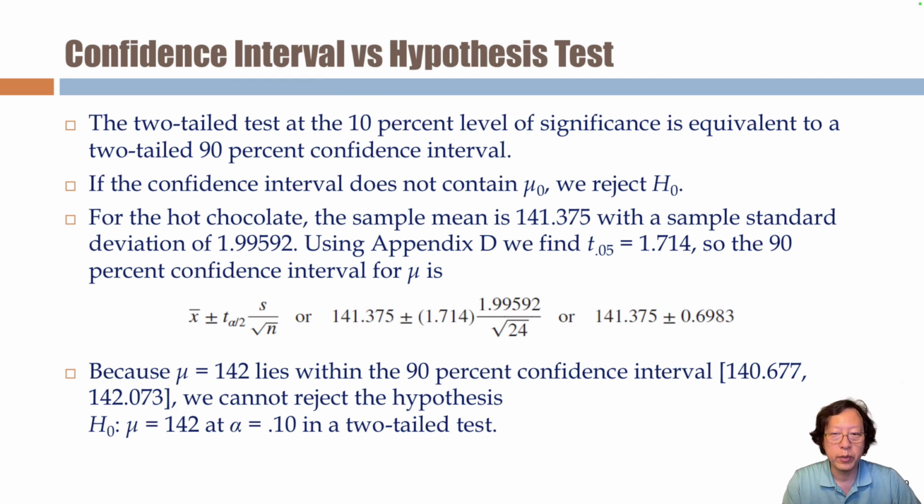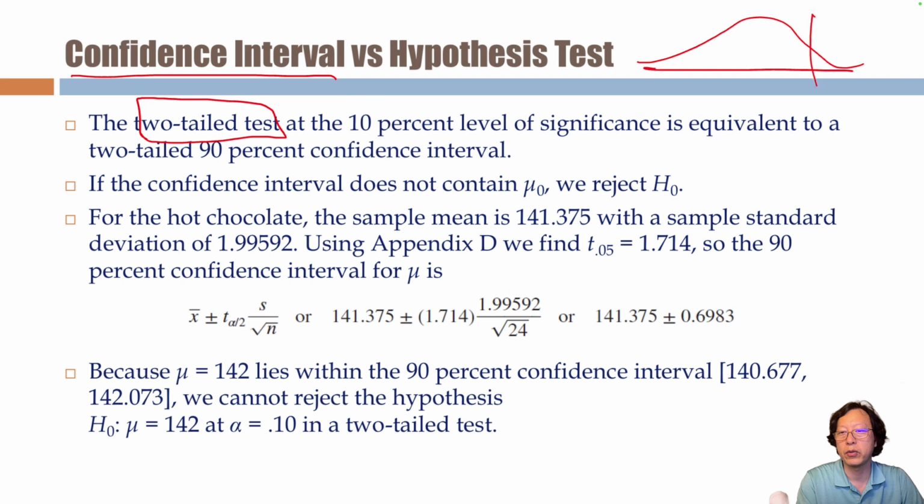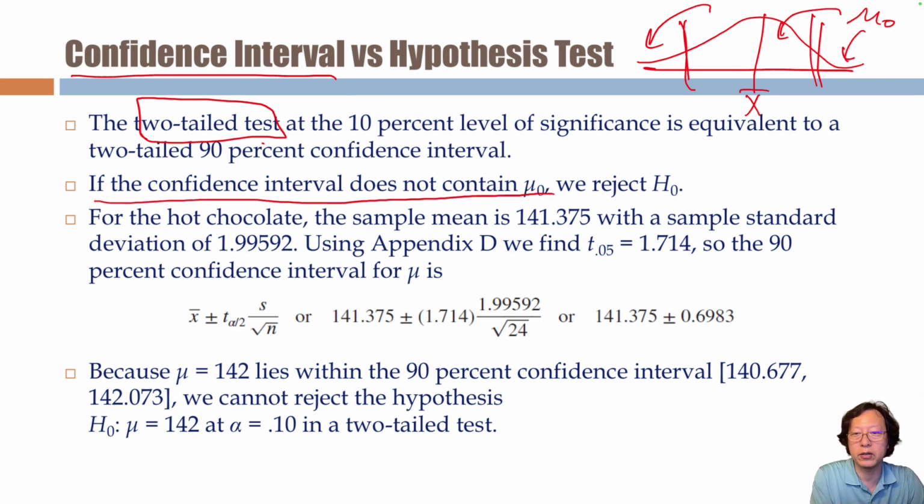So, confidence interval versus the hypothesis test. If this is a two-tailed test, you can directly use the confidence interval because it has both sides. If you calculate the confidence interval using X bar, and mu 0 falls in between, then you don't reject, and if mu 0 is outside the confidence interval, then you can reject. So if the confidence interval does not contain mu 0, we reject the null hypothesis.